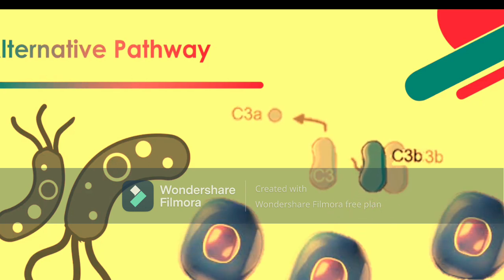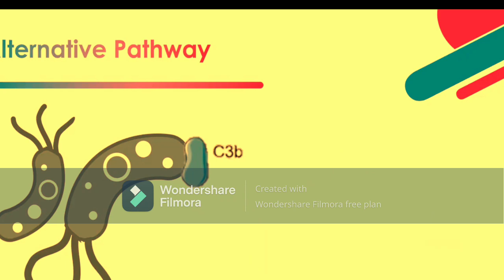The alternative pathway is more important as the first line of defense against infection by microorganisms, because the classical pathway requires antibodies to trigger it. It is activated by lipopolysaccharides or endotoxins, fungal cell walls, and viral envelopes. So how does the alternative pathway work?